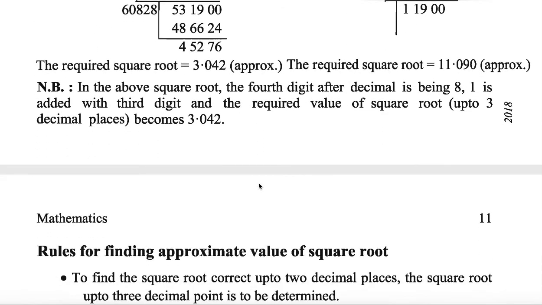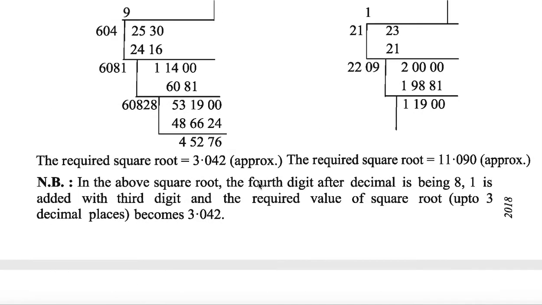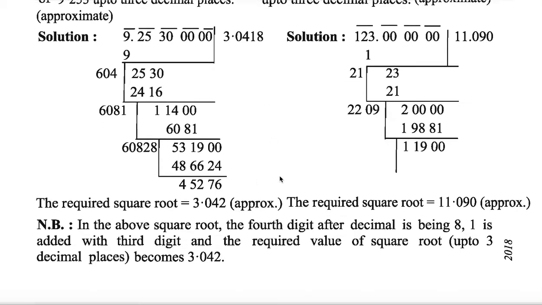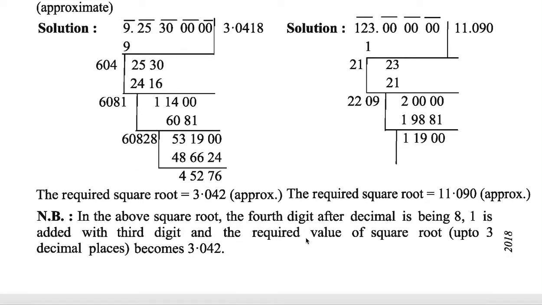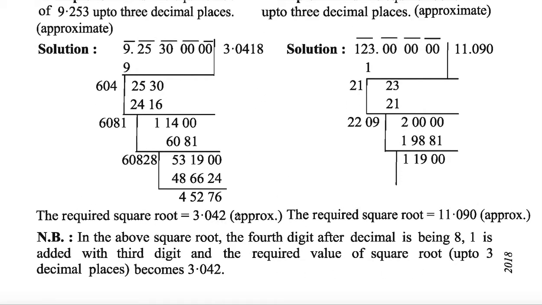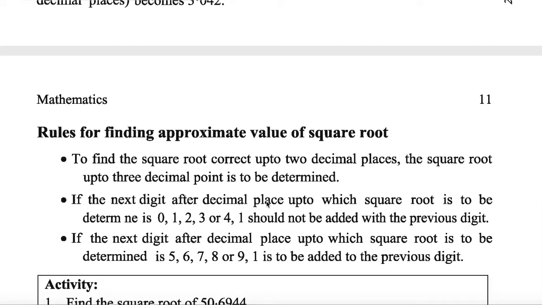In the above square root, the 4th digit after the decimal is 8. Here 1 is added with the 3rd digit, and the required value of square root is up to 3 decimal places, meaning 2. So that is the reason why they went up to 4 digits, to approximate it up to 3 digits. Since this number is greater than 5, here 1 will be added if you condense it for 3 decimal places.